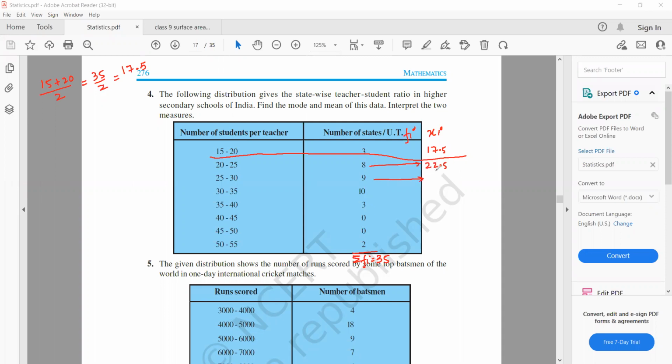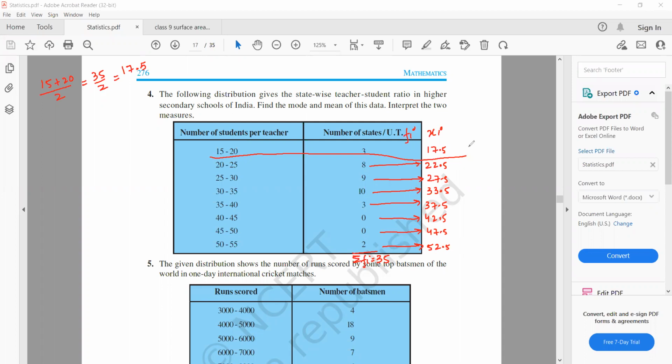Then this will give you 27.5. Now this will be 33.5. Now 35 to 40, that means 37.5 is the middle value. 40 to 45, so it's going to be 42.5. Then it will be 47.5, and it will be 52.5. From direct observation I have written that; you can calculate also.